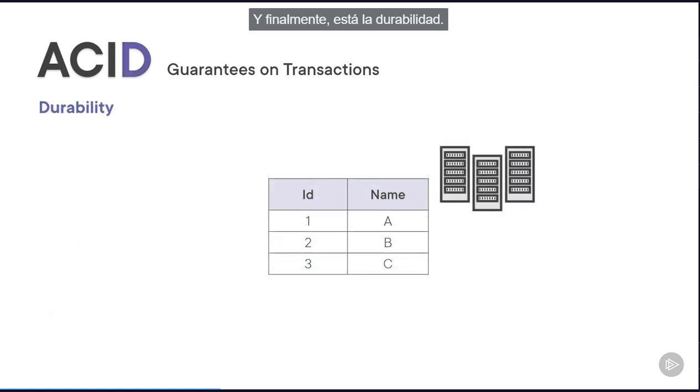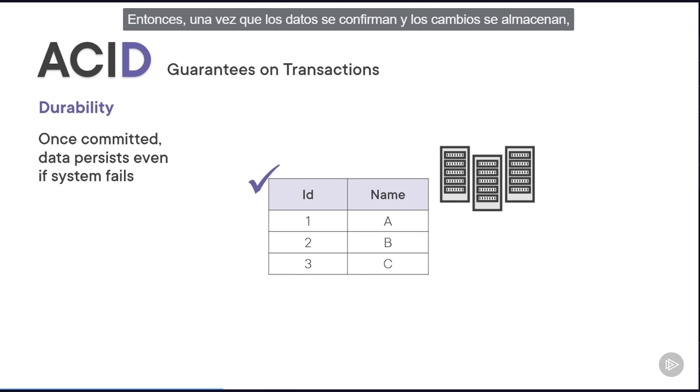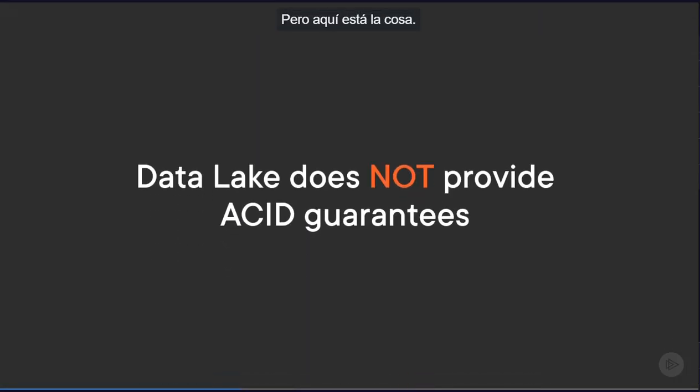And finally, there is durability. So once the data is committed and changes are stored, they should persist even if any system failure occurs. So these ACID guarantees on transactions make a database a reliable storage platform. But here is the thing. Even though a data lake is cost effective, provides scalability, and stores all types of data, it does not provide ACID guarantees. So let's see what problems can occur.